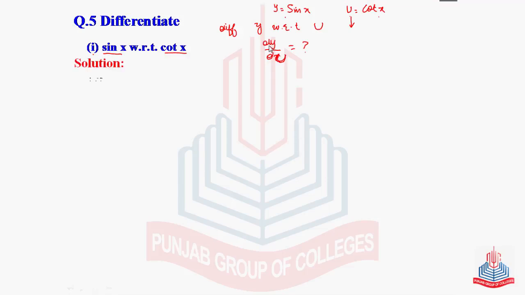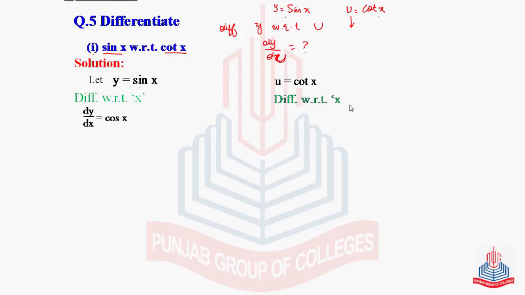Now we start. Let y is equal to sin of x. Differentiate with respect to x, dy by dx, and the derivative of sin x will become cos of x. Then let u is equal to cot of x. Differentiate with respect to x, du by dx will become, as the derivative of cot, minus cosecant square x. Now we have two derivatives, du by dx and dy by dx, and by applying chain rule or joining these two derivatives, we will calculate dy by du.